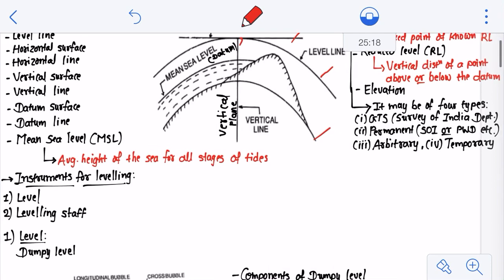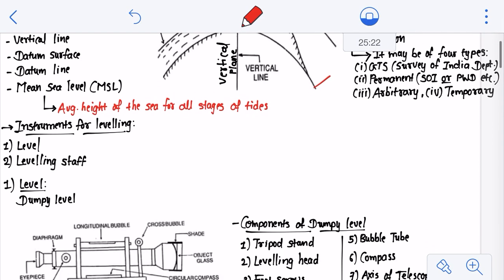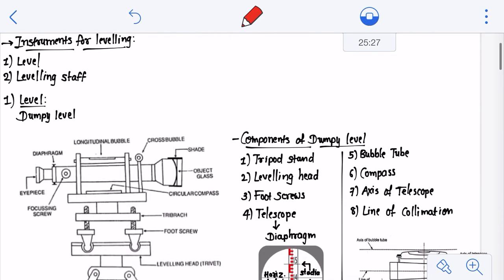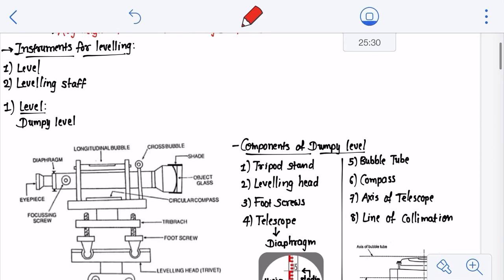I hope you understood these terms, so that you will not get confused while I discuss some more important topics of leveling further, right? So next I would like to discuss with you the instruments used for leveling, right? Generally, the commonly used leveling instruments are only two. The first one is termed the level, and the second one is the leveling staff, right?